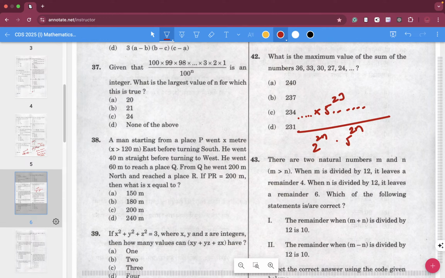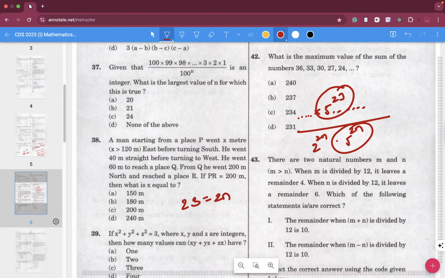So which means 5 raised to the power 23 divided by 5 raised to the power 2n. These two should be equal, isn't it? Isn't it, folks? Right? These two should be equal. So over here, this value and this value should be equal, right? So which means 23 should be equal to 2n.